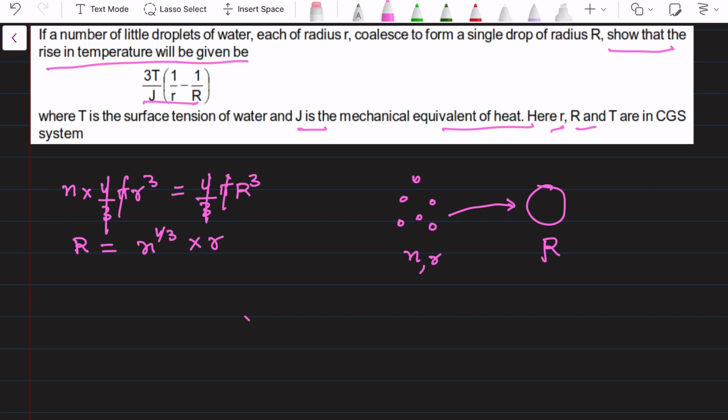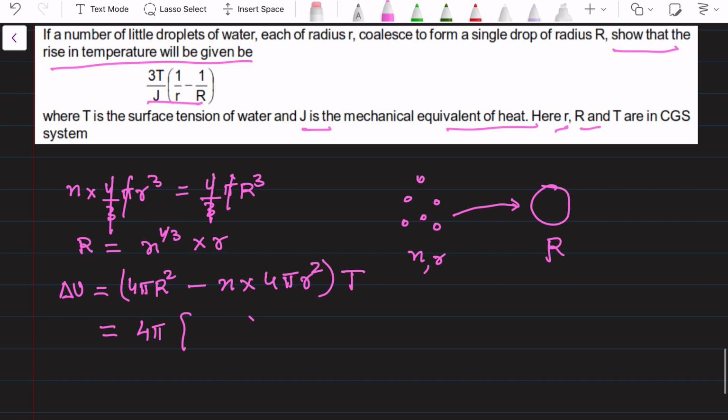Right? Now what is the change in surface energy? That is equal to the final surface energy, 4 pi R square, minus the initial energy: n drops, and each is having the surface area 4 pi r square, into T. Change in area into surface tension. So it will become 4 pi. If we substitute the capital R as this value, then n to the power 2 by 3 minus n, small r square T will come out. This comes out to be the change in surface energy.